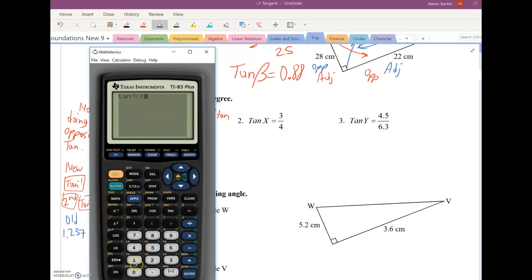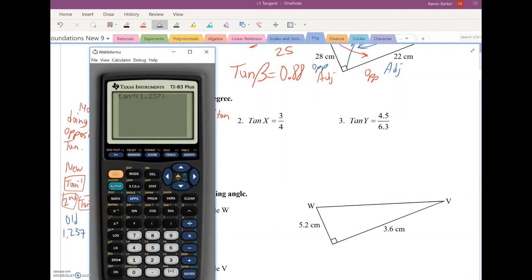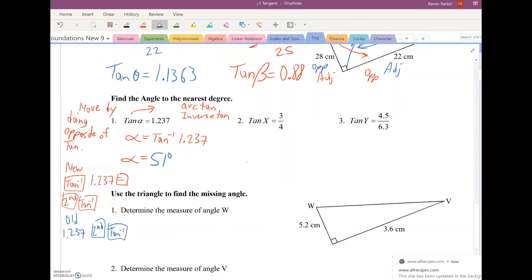And then I enter 1.237. Now I could close that off with brackets, so I have a closed off number. It's up to you, you don't have to, but later on you're going to, so you may as well go and practice it now. Press enter, 51 degrees. There we go. Okay, now here we have a fraction, 3 over 4.